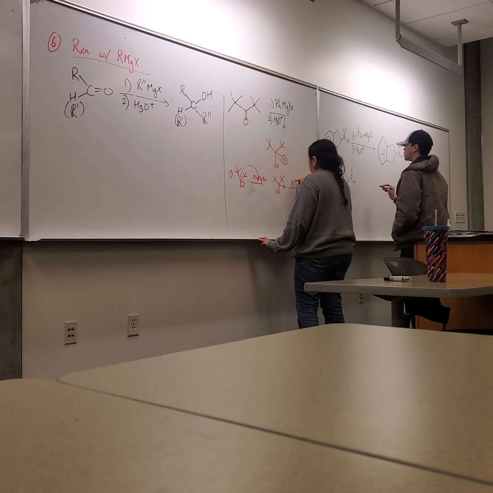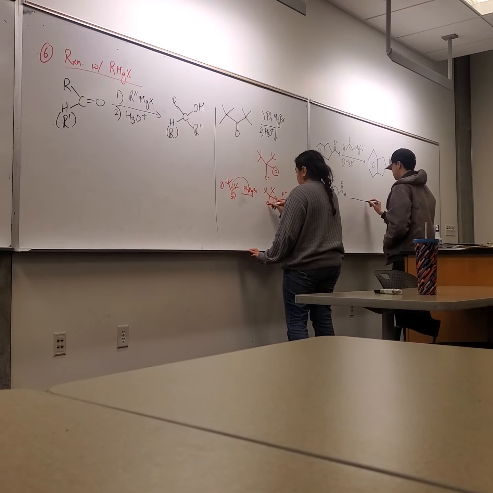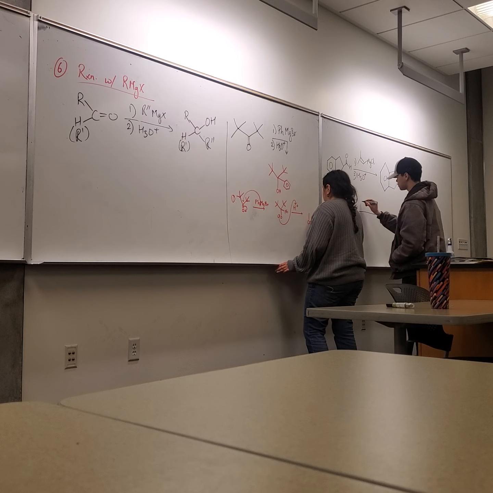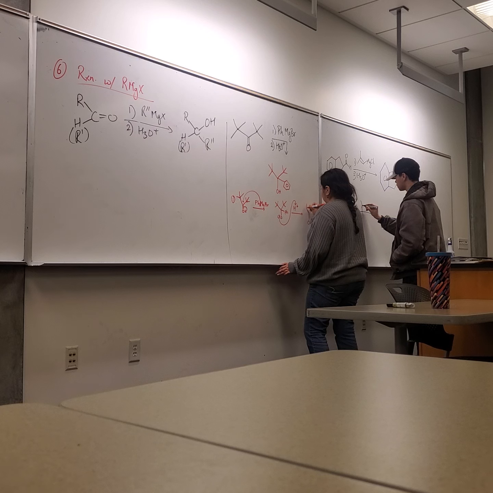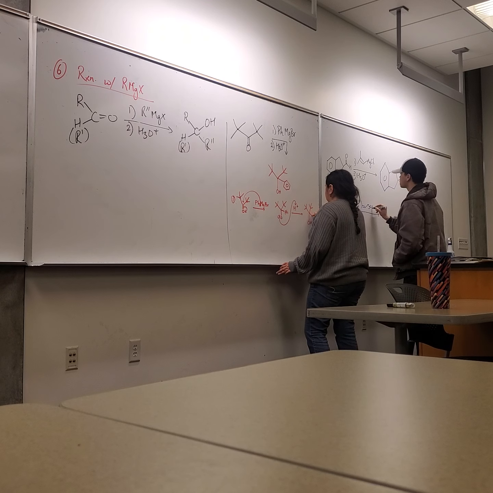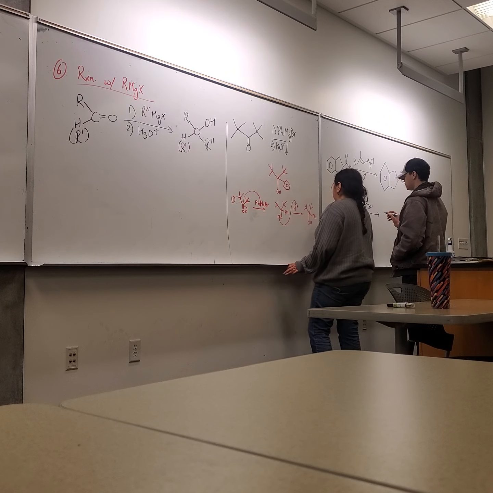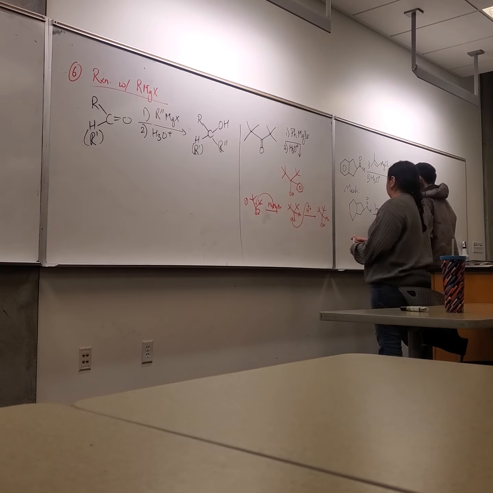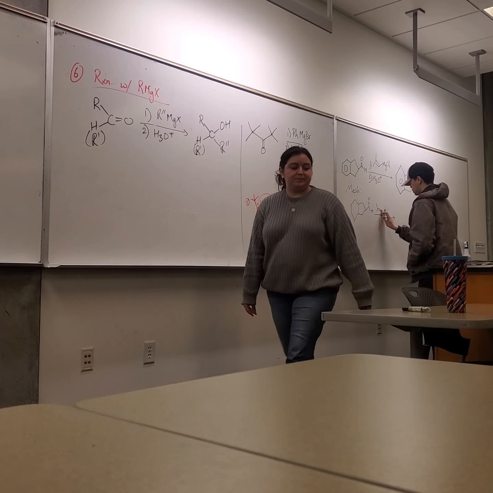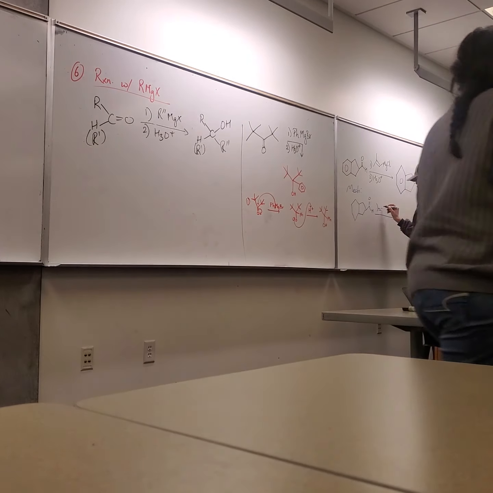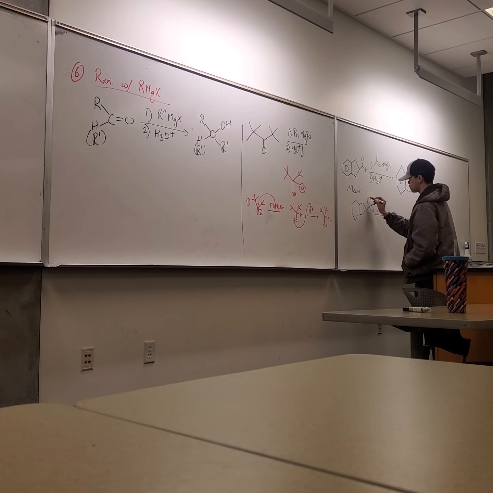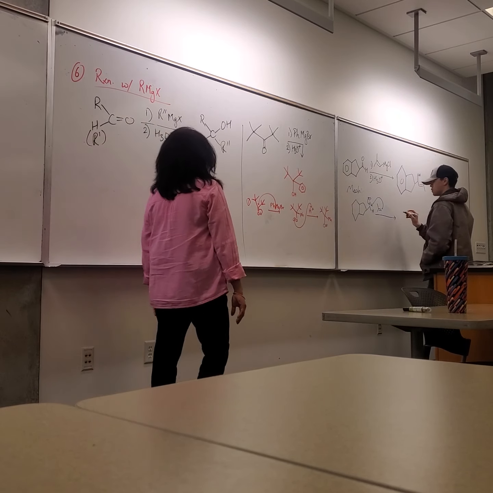Do you all agree with the products? Yes? Yep. And then, of course, the mechanism. The nucleophile attacks the electrophilic carbon of the C double bond O, creating an alkoxide because there's no leaving group. And so the alkoxide gets protonated and becomes an alcohol. Does that sound okay, everybody? Questions? Yeah, exactly. I don't see anything.